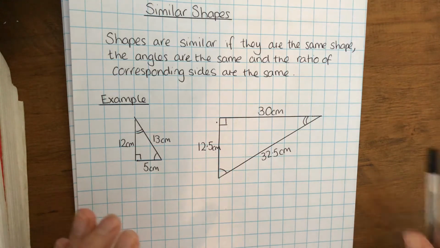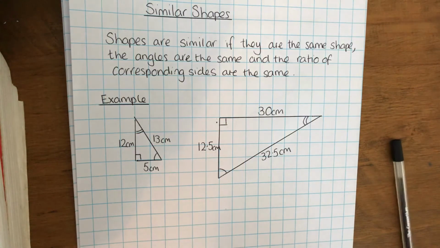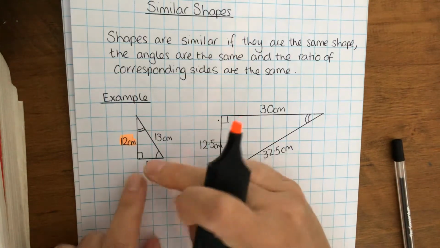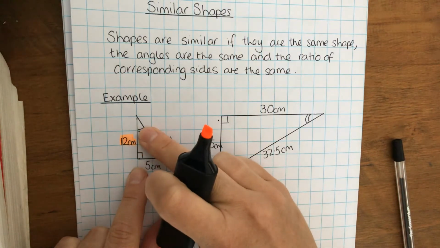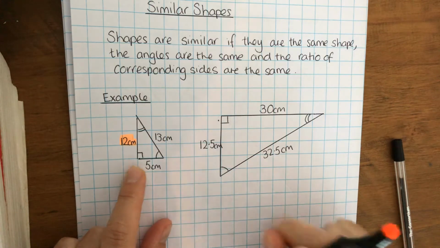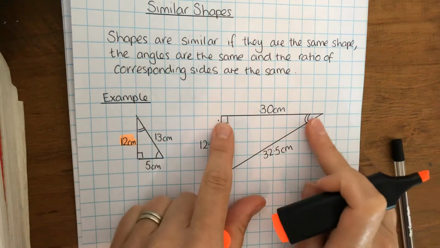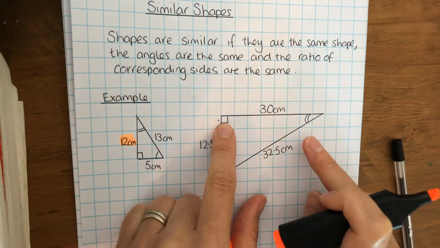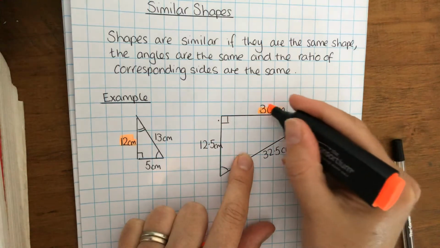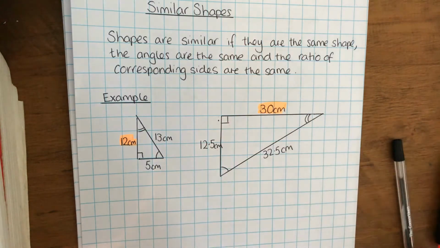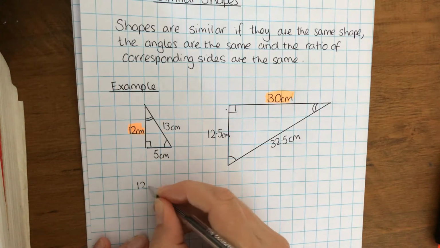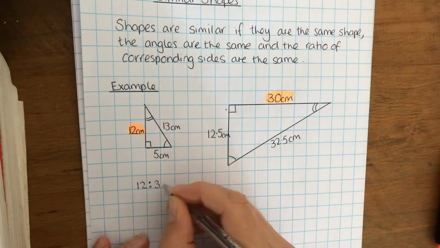Okay, so we're looking for corresponding sides. So if I take this 12 centimetres here, that's between the right angle and the angle with two markings. So that's going to correspond to the side that is between the same here, the right angle and two markings. So they are what's called corresponding sides. So the ratio of those two sides is 12 to 30.